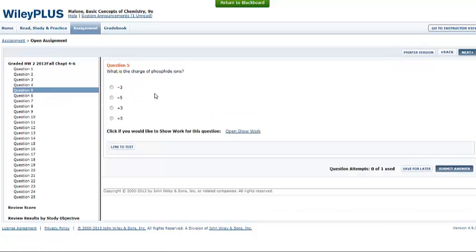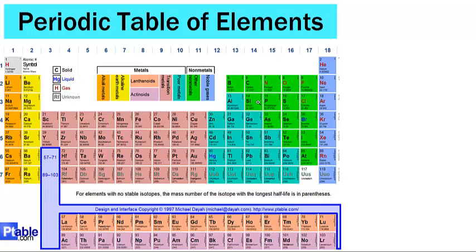Question 5, what is the charge of phosphide ions? So let's go back to the periodic table, find phosphorus. Now when they're in the ion form, we drop that ending, keep the stem, and it becomes phosphide. It is in group 5. These greens are the nonmetals. Nonmetals take on negative charges, so this is group 5, minus 8 makes it a minus 3 charge for phosphide.